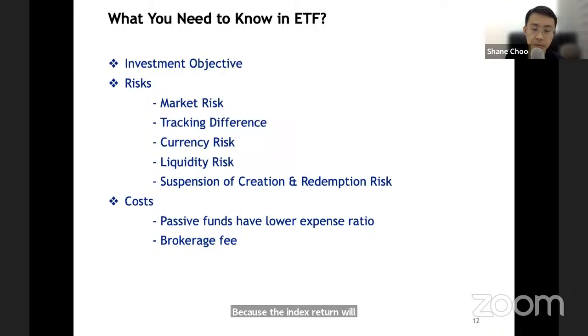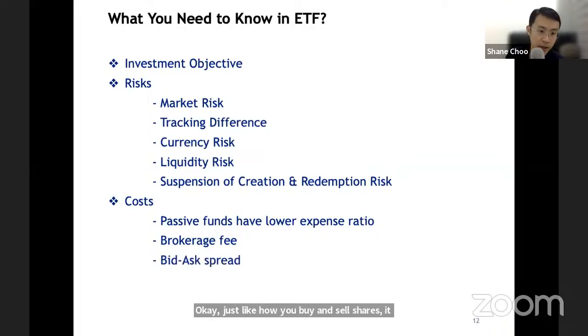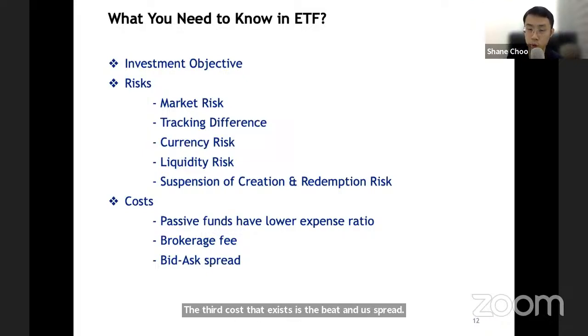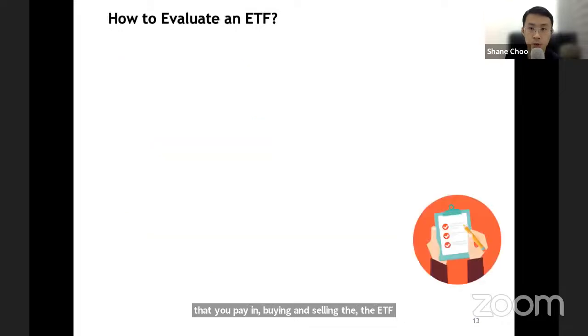All right. So the second cost that we need to pay is the brokerage fee. Just like how you buy and sell shares, it incurs a brokerage fee when you buy and when you sell. The third cost that exists is the bid and ask spread. Because there are market makers in the market who quote you the bid and the offer price, the spread is the cost that you pay in buying and selling the ETF. All right, so always make sure that the spread is as narrow as possible.